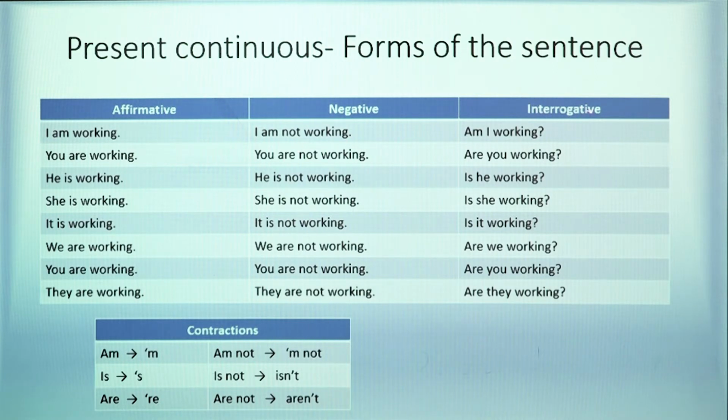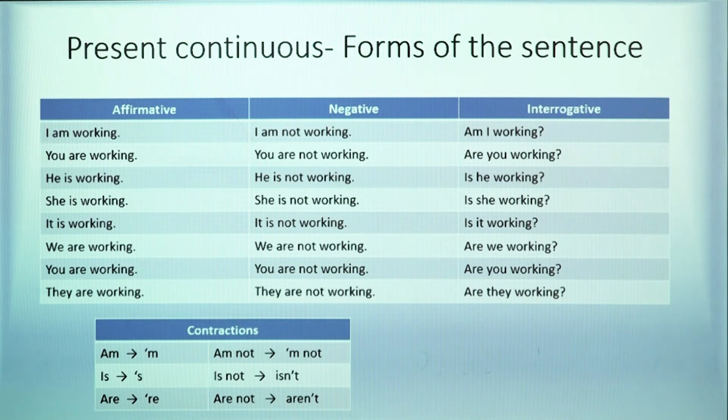And the interrogative form, as always, we put the auxiliary verb first. Am I working? We see other examples. He is working. He is not working. Is he working? They are working. They are not working. Are they working?